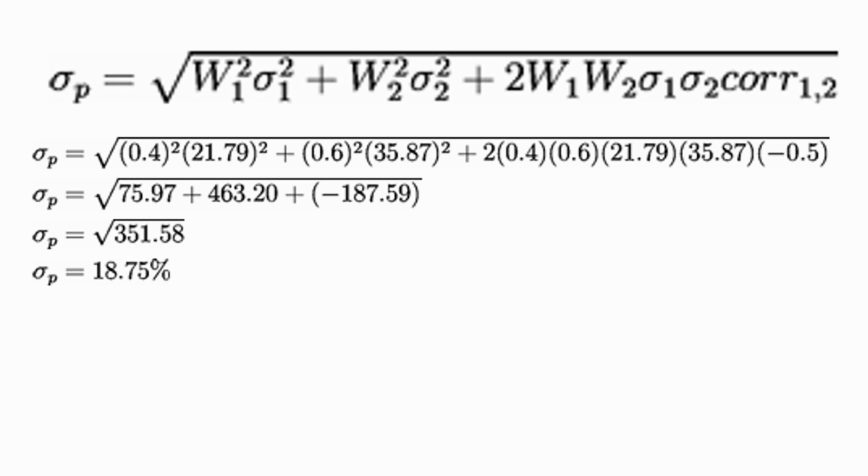The weights are still 0.4 for Big Oil and 0.6 for Stag Tractors. The standard deviation for Big Oil is 21.79% and Stag Tractors is 35.87%. Like the returns, you can either express these as 21.79 and 35.87 or 0.2179 and 0.3587. 21.79 and 35.87 are recommended, but it's up to you. Just don't mix and match. Make sure the weights are expressed as decimals and add to 1. The correlation is negative 0.5. Plugging into the formula, we get 18.75%. In this example, standard deviation of the two-stock portfolio is actually less than standard deviation of either stock individually.